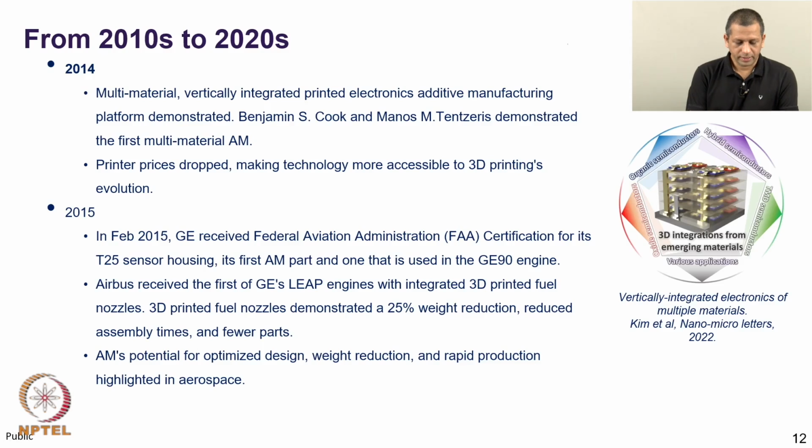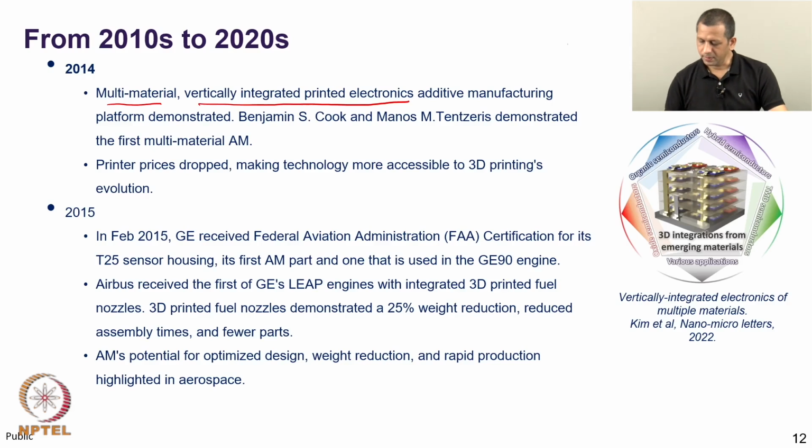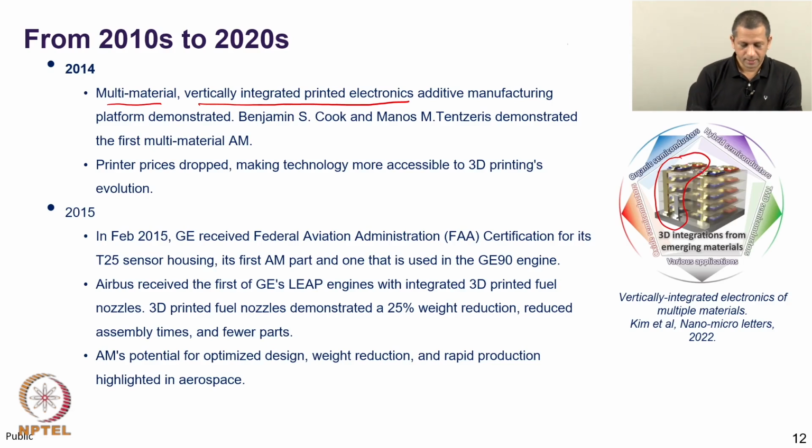In 2014, a platform for multi-material vertically integrated printed electronics using additive manufacturing was demonstrated. This meant that now micro components using various materials could be printed on the same chip or at the same location of the board vertically. Printer prices further dropped, making this technology more accessible, and that aided the evolution of additive manufacturing.